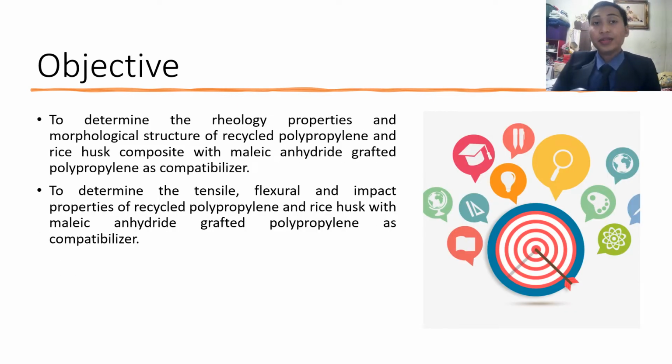Okay, for the objectives, we have 2 objectives. First, to determine the rheology properties and the morphological structure of recycled polypropylene and rice husk composite with maleic anhydride grafted polypropylene as a compatibilizer. Second, to determine the tensile, flexural and impact properties of recycled polypropylene and rice husk with maleic anhydride grafted polypropylene as compatibilizer.